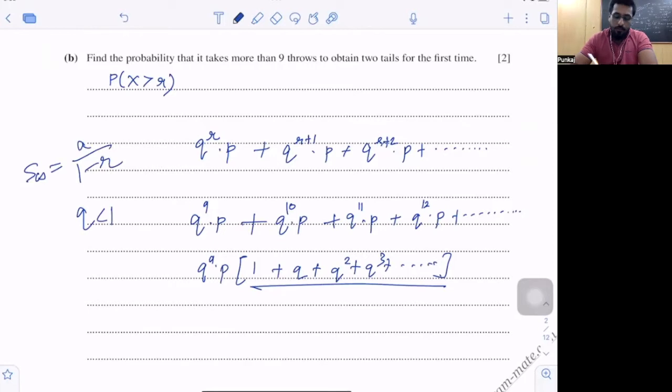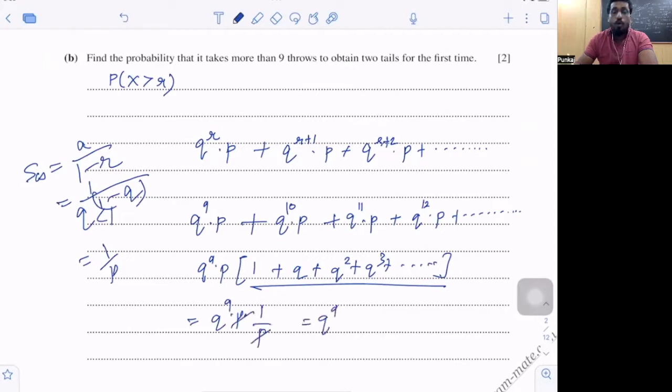A is the first term. In our case, it's 1. 1 minus r, r is the common ratio. That's q. 1 minus q is p. So it's like 1 upon p. So you got q raised to 9 into p into 1 upon p. p and p get cancelled. You got q raised to 9. So that means the probability of x greater than 9 is q raised to 9.